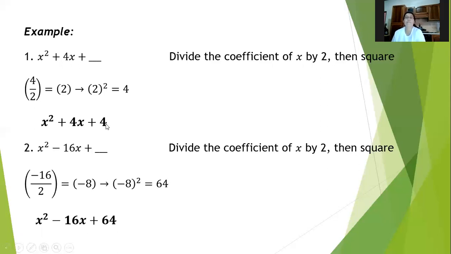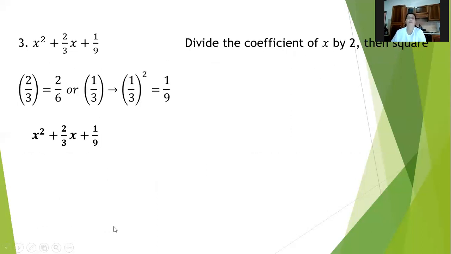Okay? How about number 2? If the missing is 64, x squared minus 16x plus blank. Again, the process. Get the numerical coefficient of the linear term, which is negative 16, divided by 2. It is negative 8. Negative 8 squared, that is 64. The equation is x squared minus 16x plus 64.